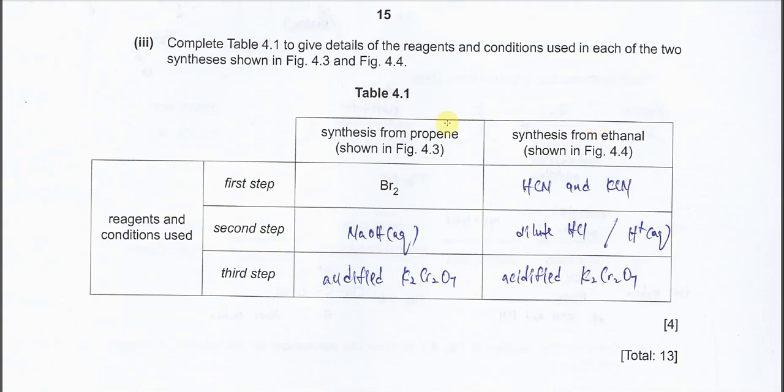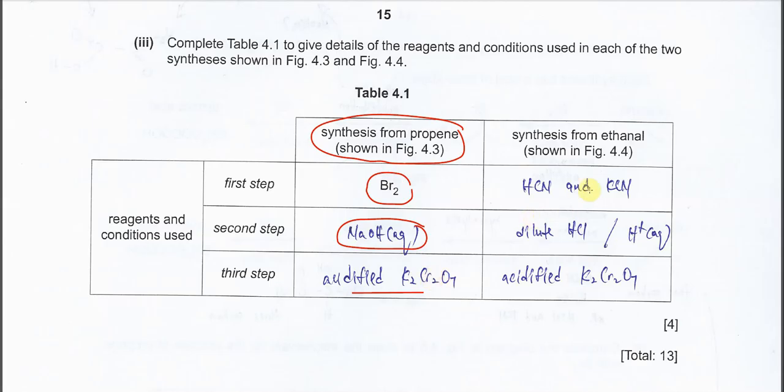Okay, part 3. This one you just need to fill up the table. It is exactly what I told you just now. For figure 4.3, the propene. First step, use bromine. Then the second step is nucleophilic substitution, which needs sodium hydroxide in water. After that, it needs to undergo oxidation, so we use acidified potassium dichromate.